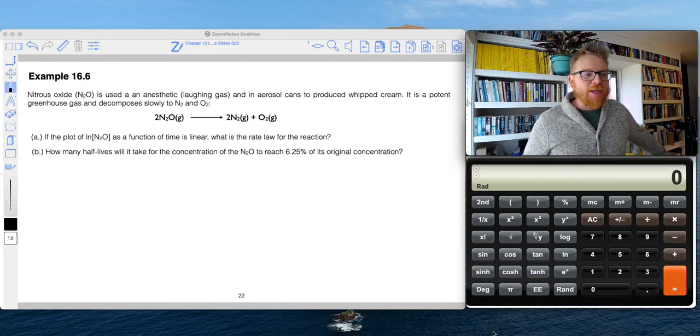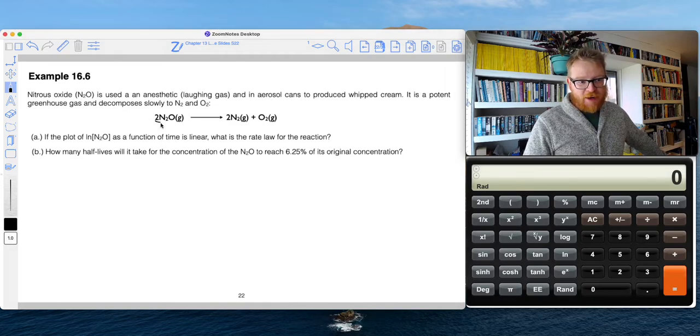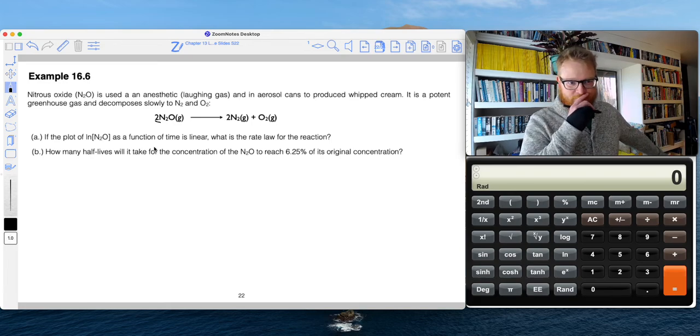Okay, nitrous oxide is used as an anesthetic and in aerosol cans to produce whipped cream. It is a potent greenhouse gas and decomposes slowly to N2 and O2. And here's the balanced reaction. Once again, we see a number 2 right there, but we have to tread lightly. We have to see what the data says about this reaction.